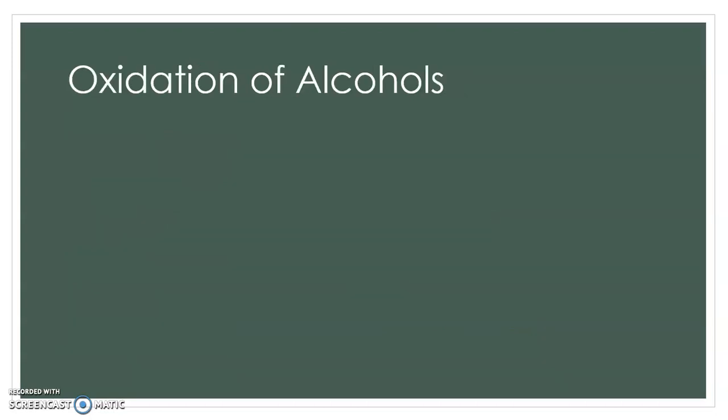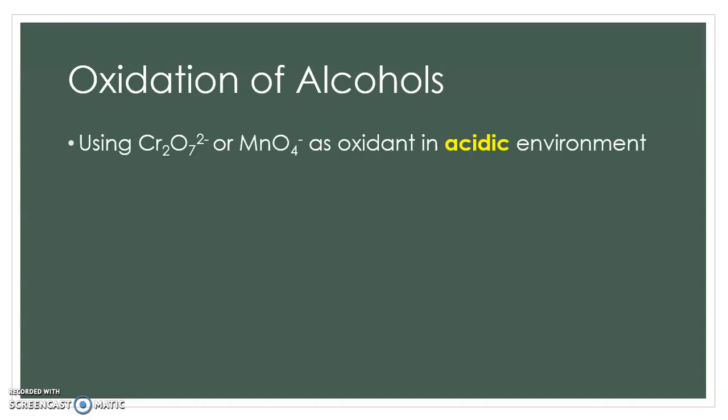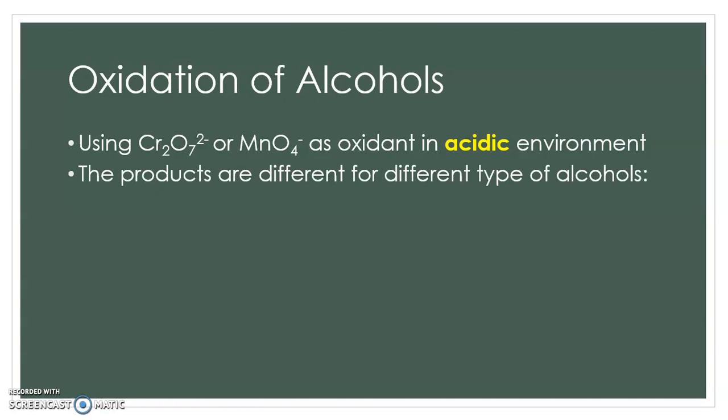Okay? So oxidation of alcohols is the one that we really need to know. We normally use acidified dichromate or acidified permanganate as the oxidant, that's the oxidizing agent. They are the ones that are going to shove oxygen into the alcohols, or basically take the hydrogens away from the alcohols. Okay? Different alcohols will react differently, and the products will be different for different types of alcohols.